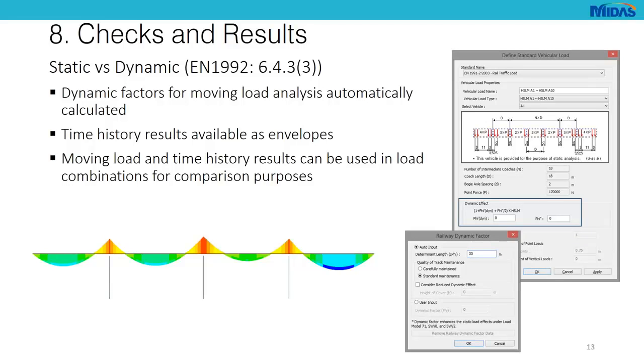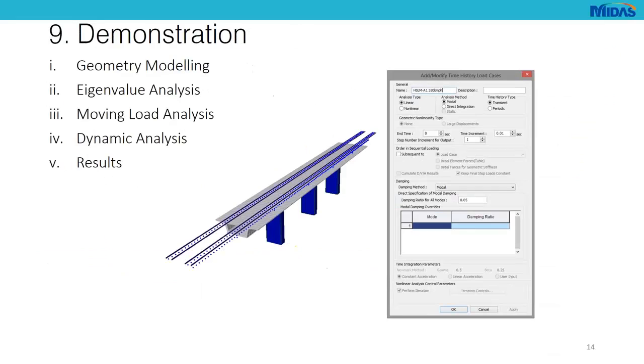Now this is it for the presentation, and this briefly explains how to run a dynamic analysis for high-speed trains in MIDAS Civil. And now I will go directly into a demo. We will see how to model the geometry, how to set up the eigenvalue analysis, how to apply moving loads, dynamic analysis, and then how to check the results.